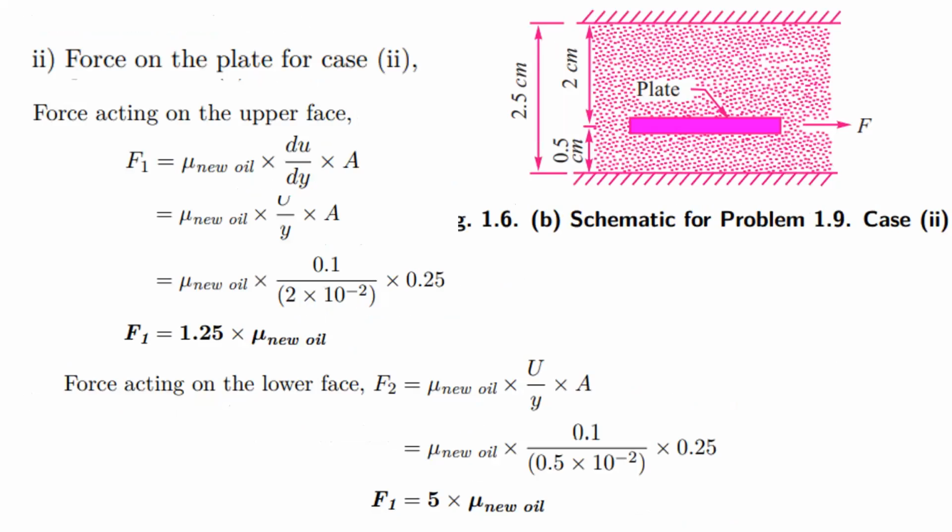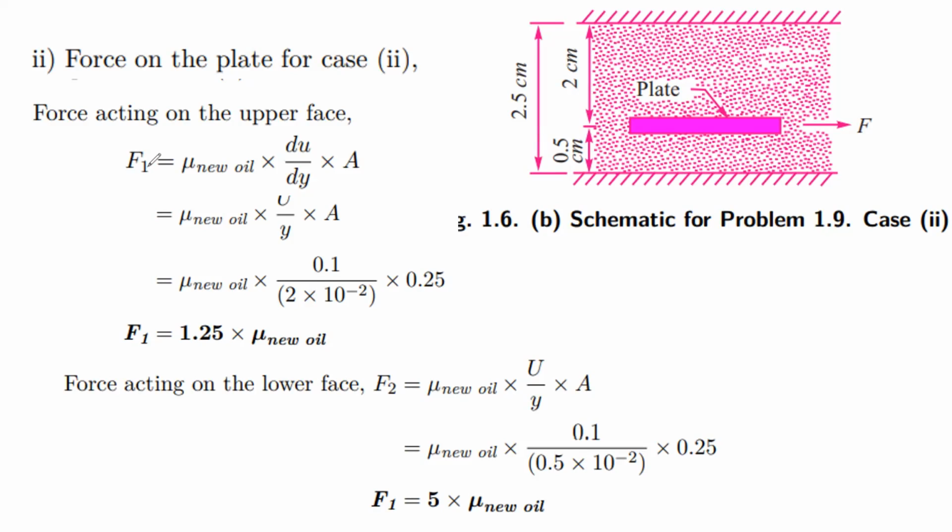Next, change the position of the plate, meaning 0.5 centimeter on one side and 2 centimeter on the other side. So when you change the position, you see that it is nearer on one side, and on the other side a 2 centimeter distance is there, and the oil gap is filled with oil. Now find out two different forces, F1 and F2.